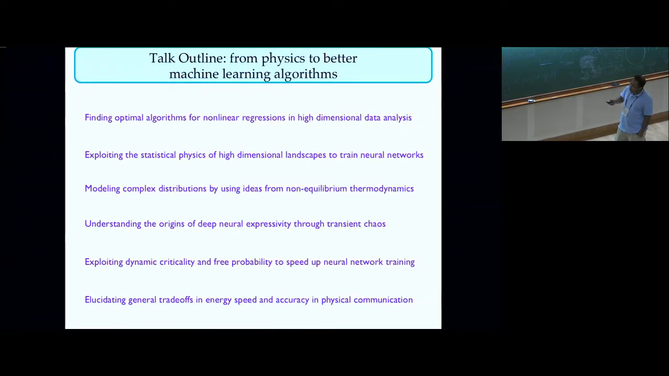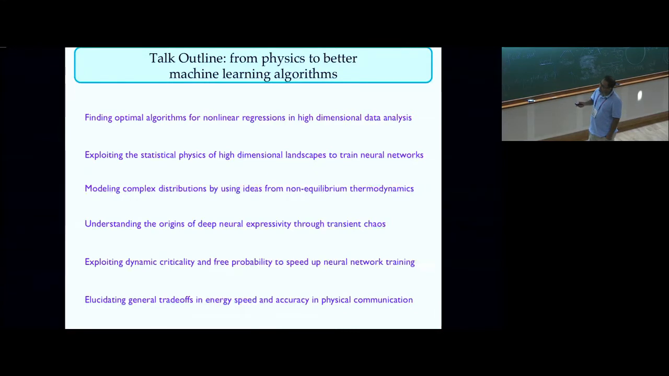So in a lot of these works, we used ideas from physics to come up with interesting or better algorithms. Here we found optimal algorithms for doing nonlinear regression in high-dimensional data analysis. That's the first story I'll tell you. The next one is about what is this business of local minima? Why might we not get stuck in local minima? And there we can exploit ideas from the statistical physics of high-dimensional landscapes to train neural networks.